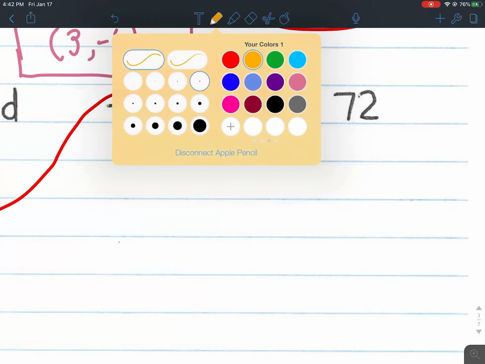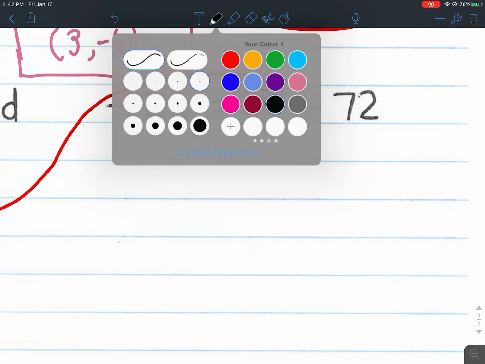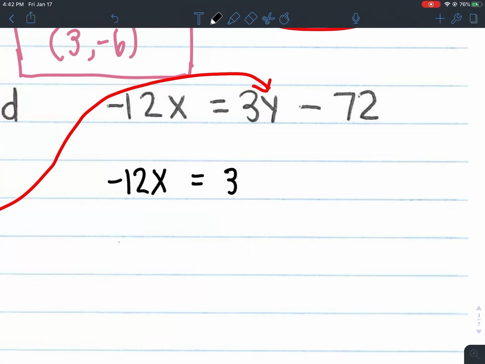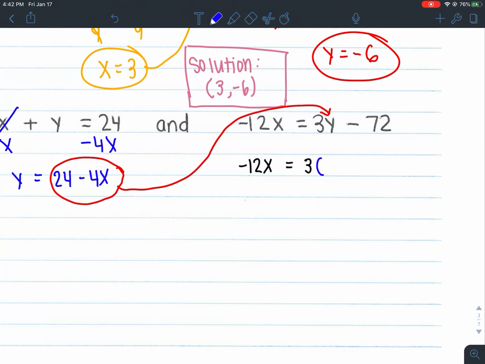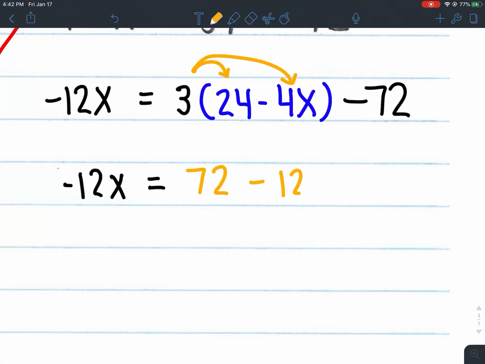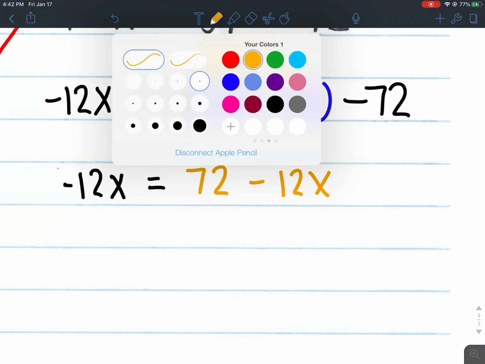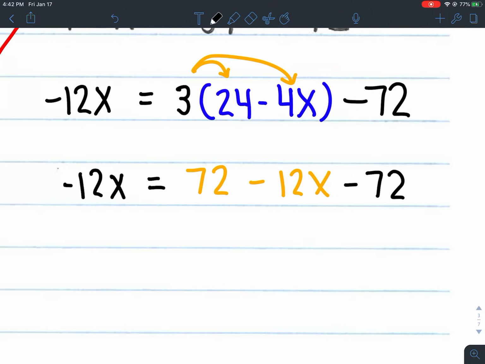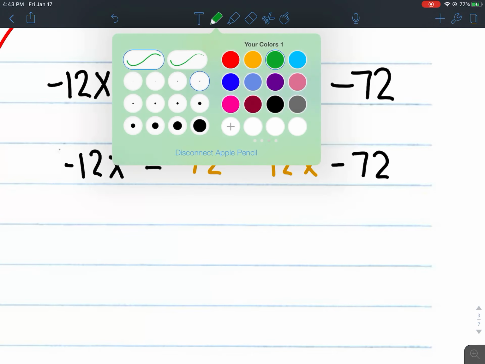All right. So then I have negative 12x equals 3, and then I'm going to substitute in 24 minus 4x, and then minus 72. So everything's exactly the same, but I plugged in my y value. Okay, well, negative 12x stays the same, and then I have 3 times 24, which is 72, 3 times negative 4x, which is negative 12x, and 3 times negative 72, or not, whoa, I broke a rule there, I'm sorry. I was just zoning off, I guess. I didn't even pay attention to what I did there.